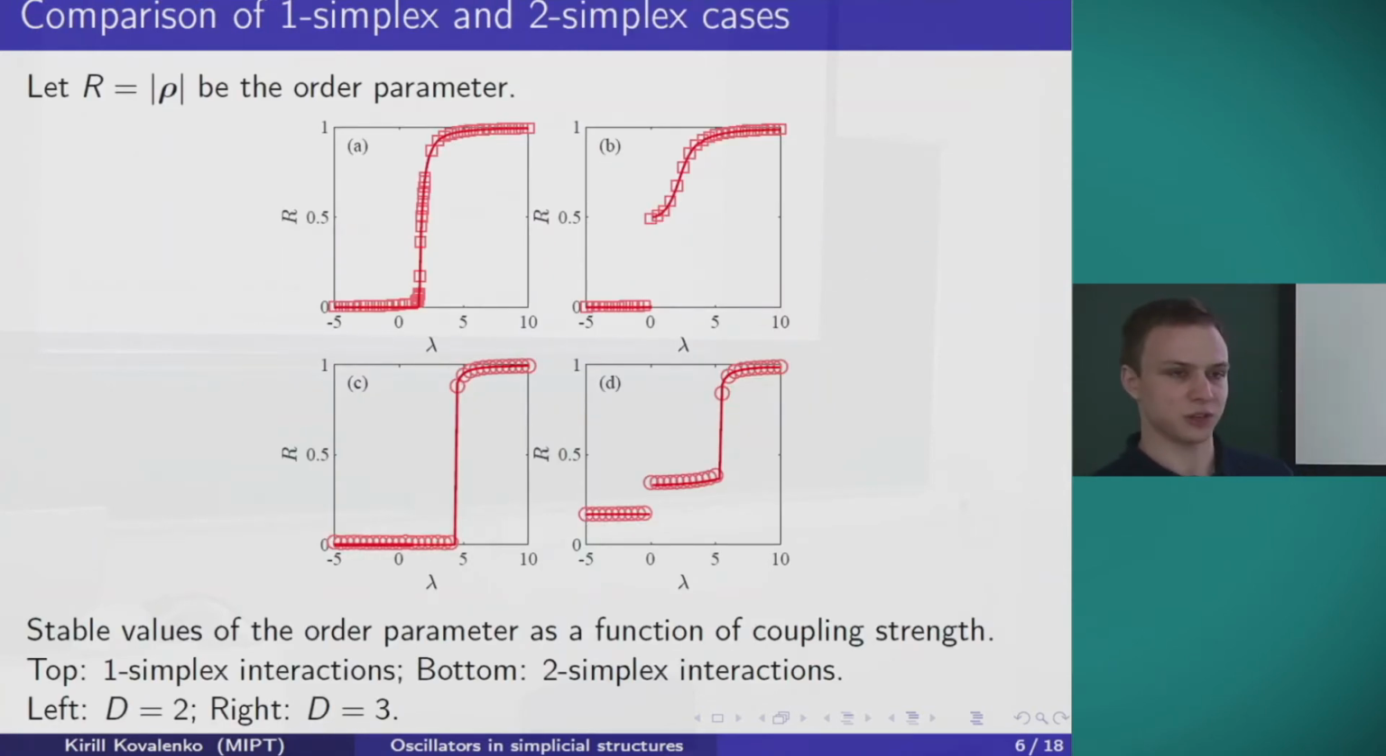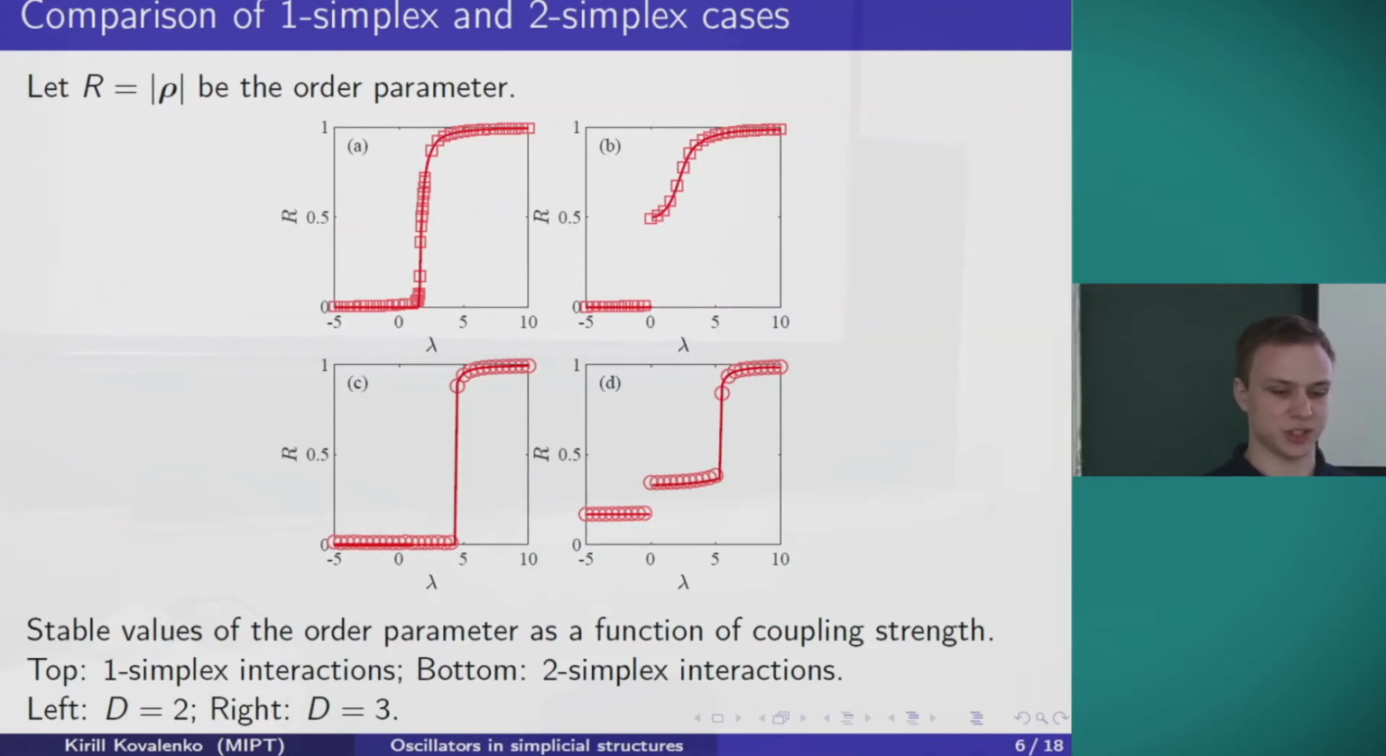Let us call R the order parameter, or the synchronization of the system. As you can see, there is a result of our simulation and theory prediction, where the simulation is marked by square and circle markers, and the theory prediction is solid lines. First, the theory prediction corresponds perfectly to the simulation. One difference we can see immediately from the picture is that in the case of one simplex, which is the upper row, there is only a continuous transition in the even case, and for odd dimension, there is a discontinuous transition at zero to the fully non-synchronized state. For two simplex interaction, three-body interaction, there is a discontinuous transition from the fully synchronized state to the non-synchronized state in the even case, and from the fully synchronized state to partially synchronized states in d equal to 3.